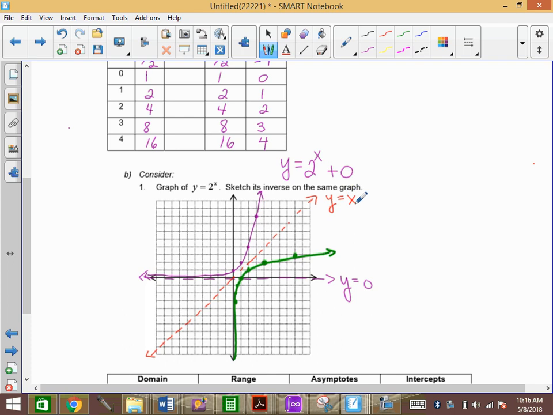Did these reflect on the line y equals x? Yes. The graphs did. The asymptote of the purple graph is at y equals 0. What would the asymptote of the green graph be at? x equals 0. They flip. You're right. So I have a vertical asymptote at x equals 0. Do you agree? What you don't know is that's a log graph. Logs and exponential graphs are inverses of each other.